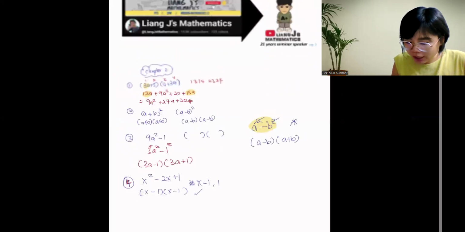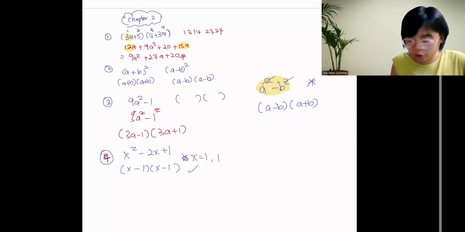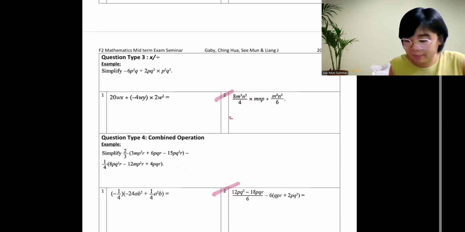Okay, so far if you didn't have time to copy, that's your time to screenshot. 5, 4, 3, 2, 1. So this is the most important formula and skill to use in chapter 2. So now let us start practice. I will randomly pick some questions, not every question I can do, okay?